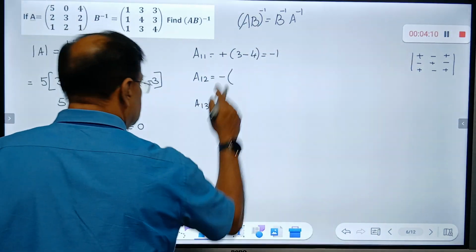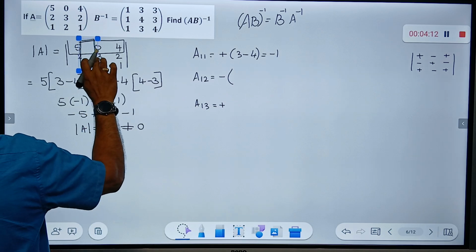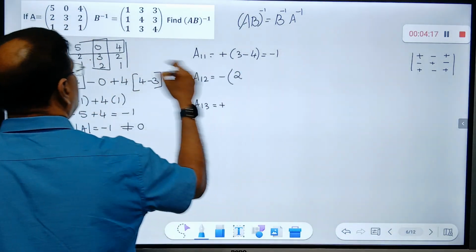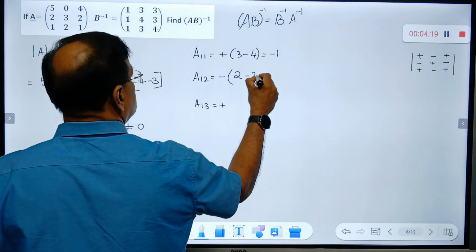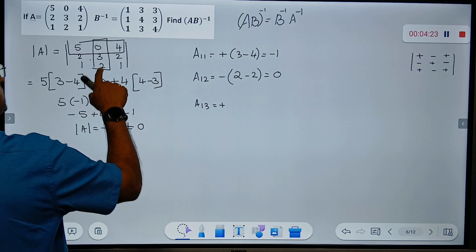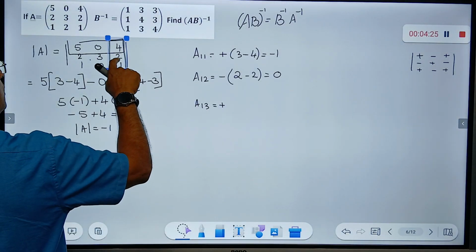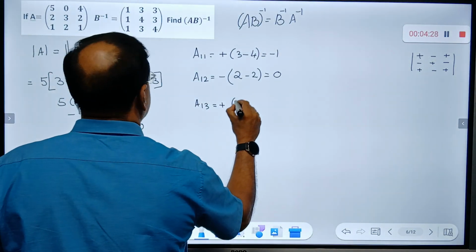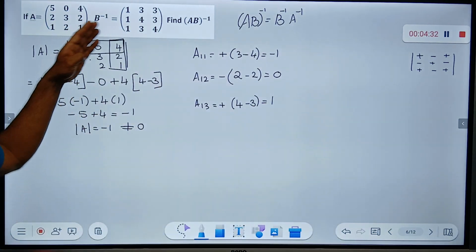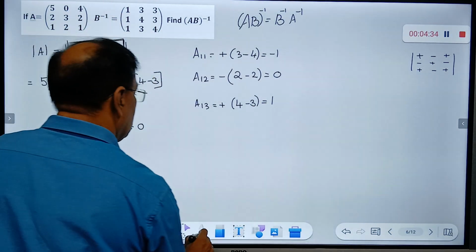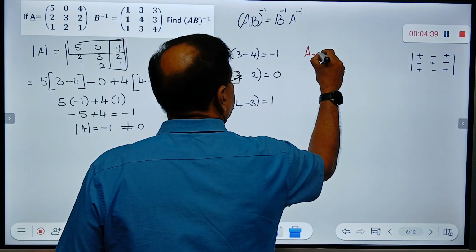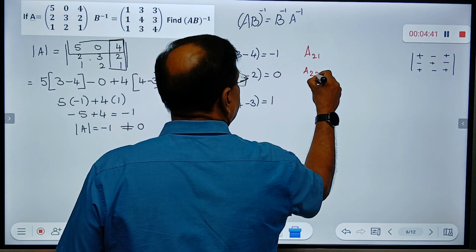Now go to the next element. How do you go to the next element? First row, second column. That is 2 minus 2. I think 2 minus 2 is 0. Now go to the next element. It's 4 minus 3, it's 1. So I've finished with the first row. I want to go to second row, first column, second row, second column.